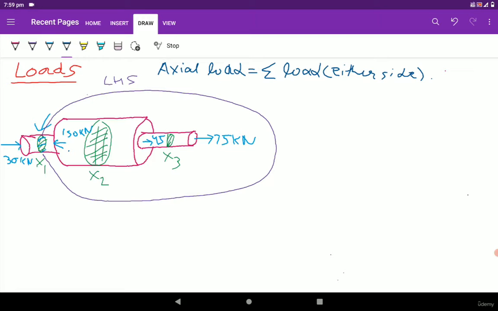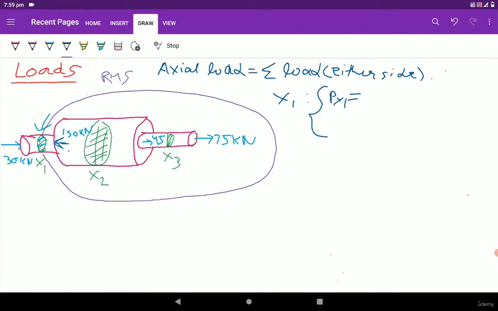So for the right hand side part of the x1 cross section, we are going to check the x1 cross section axial loading. So Px1, that is the load on the x1 cross section, is equal to, from the right hand side part, we can see that 150 kilonewton is compressive in nature because it is pointing towards the cross section area. So we are going to take the sign convention, so we will write minus 150.